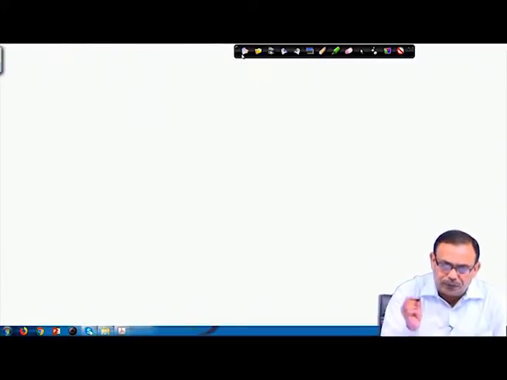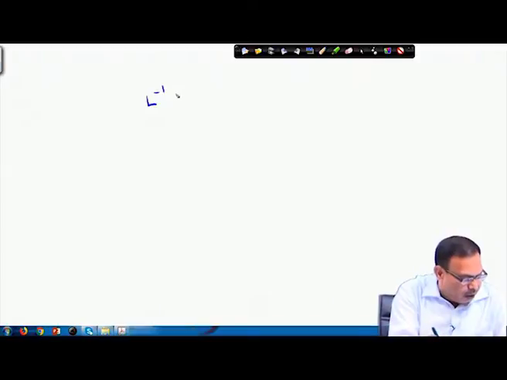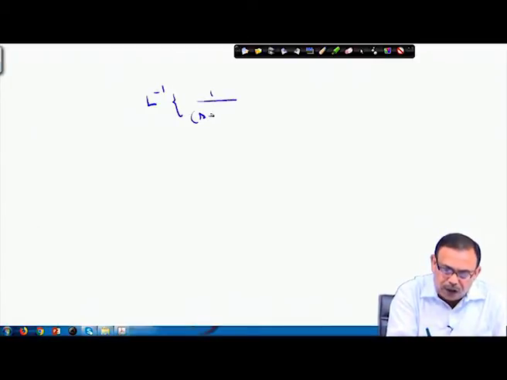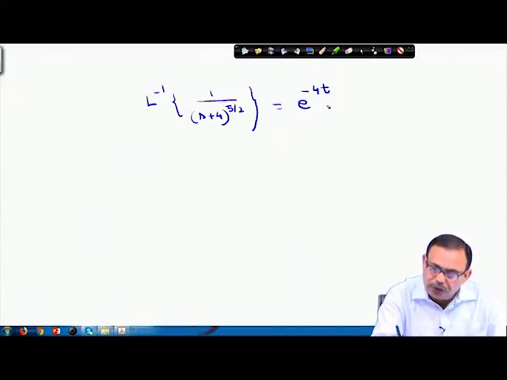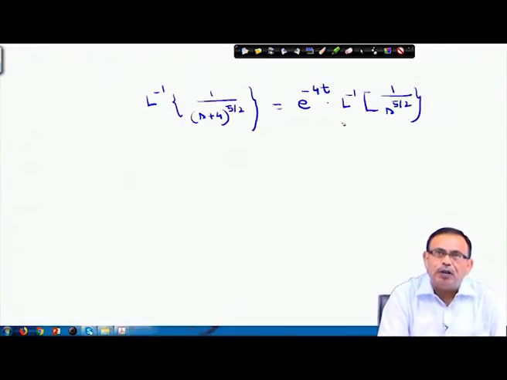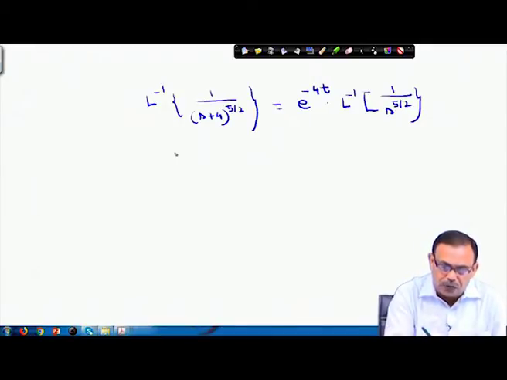Let us start from scratch here. Laplace inverse of 1 by s plus 4 to the power 5 by 2, let us start from here. This is equals, I can write down s plus 4 is there. So, e power minus 4t into Laplace inverse of simply s plus 4 will be replaced by s and s to the power 5 by 2. Using that property, this equals e power minus 4t will come here, and Laplace inverse of 1 by s to the power 5 by 2, whose corresponding function is known to us, we can write down very easily.